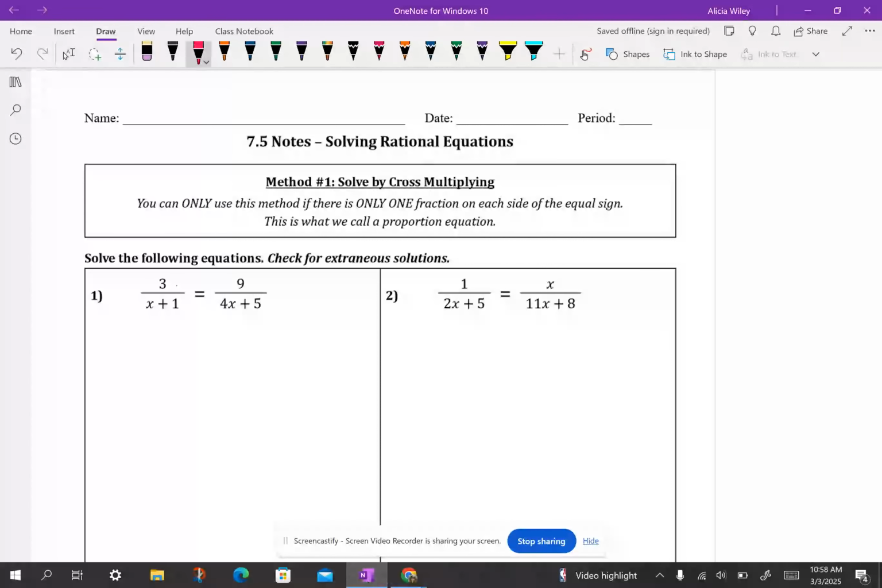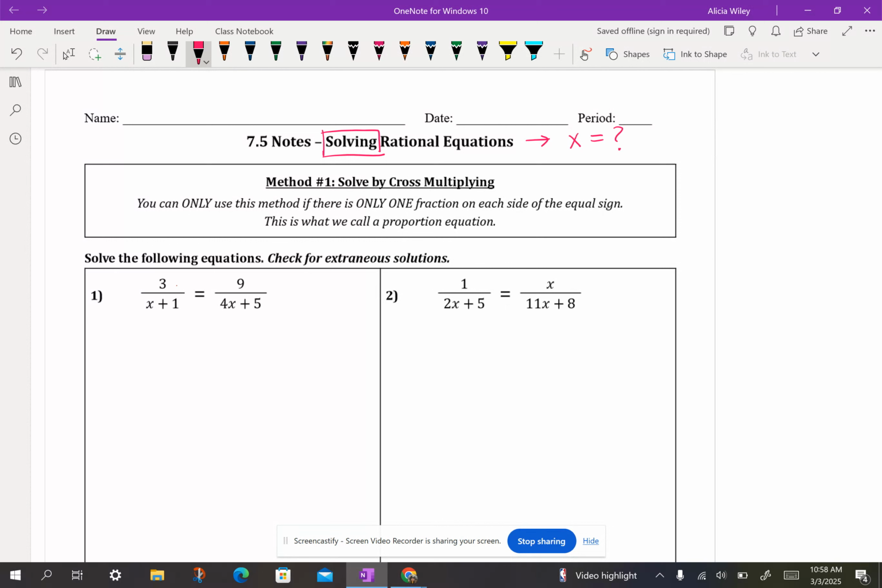Hello, we are going to be working on solving rational equations. This comes from section 7.5 of your textbook. The big difference between these problems and the ones that we were doing before is this word solving. Our goal on these problems is to find what the variable, I'll just use x, equals. So it's a little bit different than we were doing before.